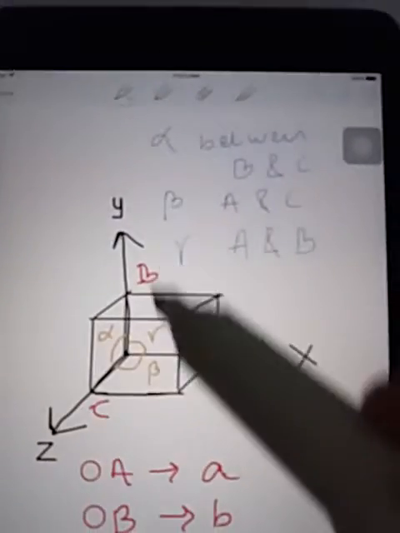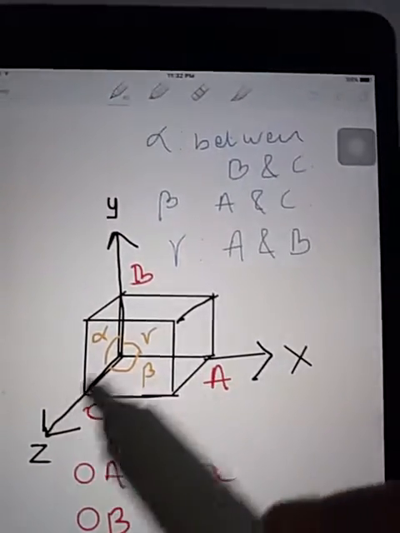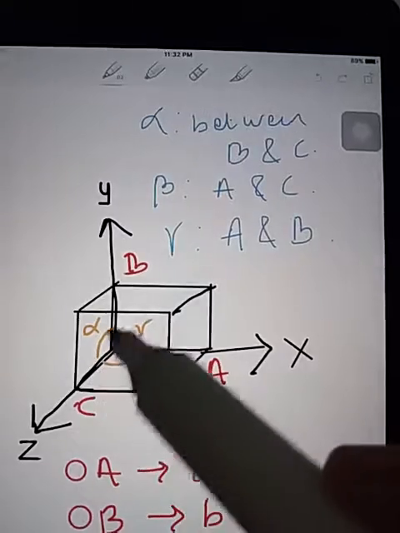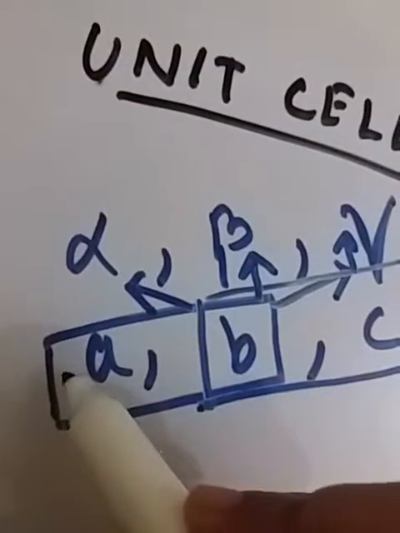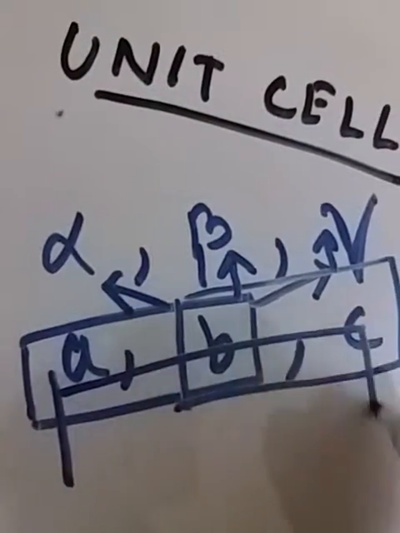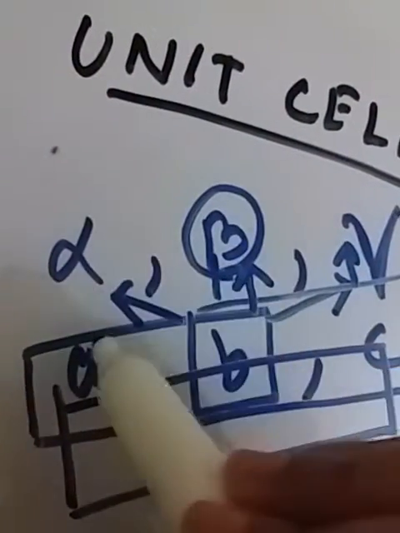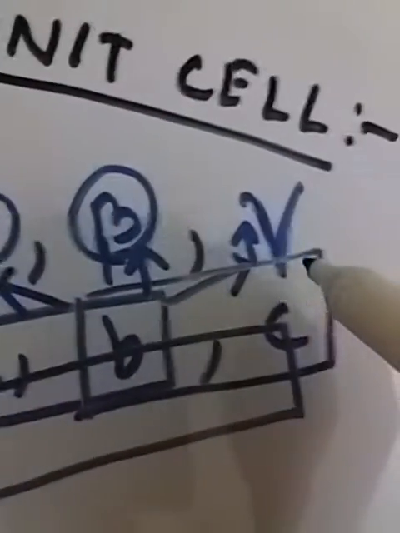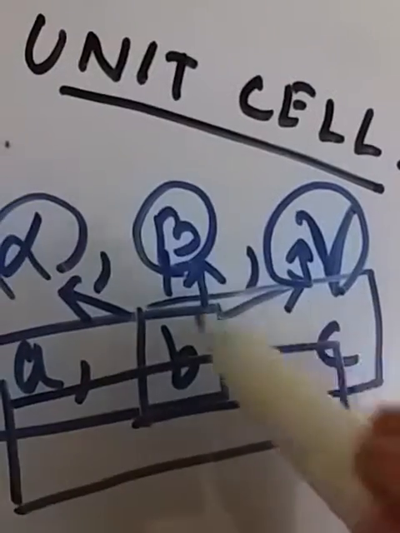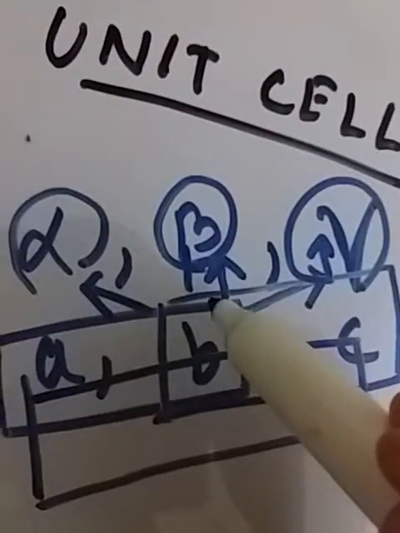Let's see B and C, the angle is alpha. Then the angle between A and C, see here, A and C, beta is not present as alpha is present above A and above C gamma is present. The one which is not present is beta. So the angle between A and C is beta.